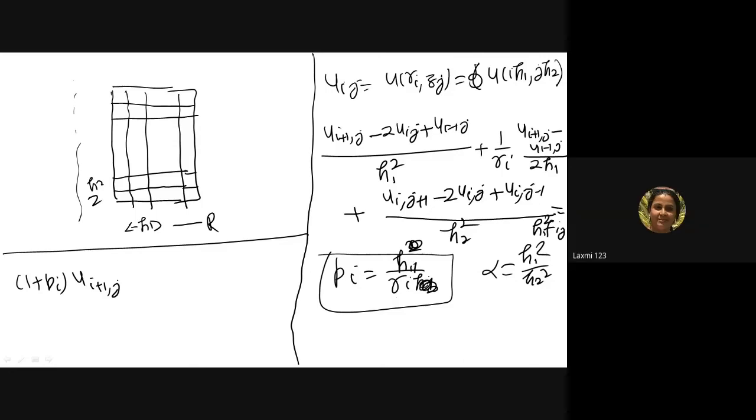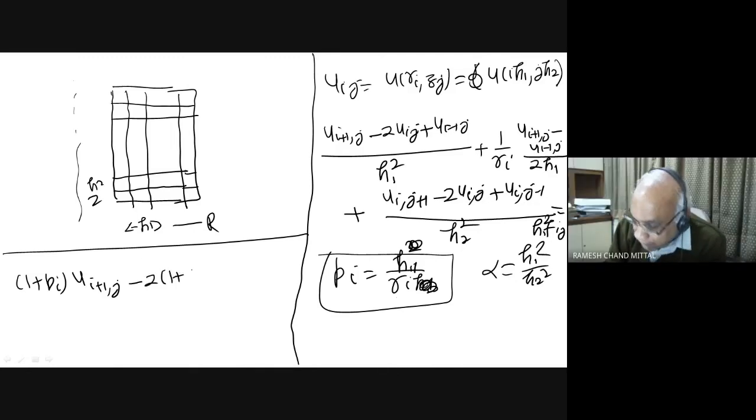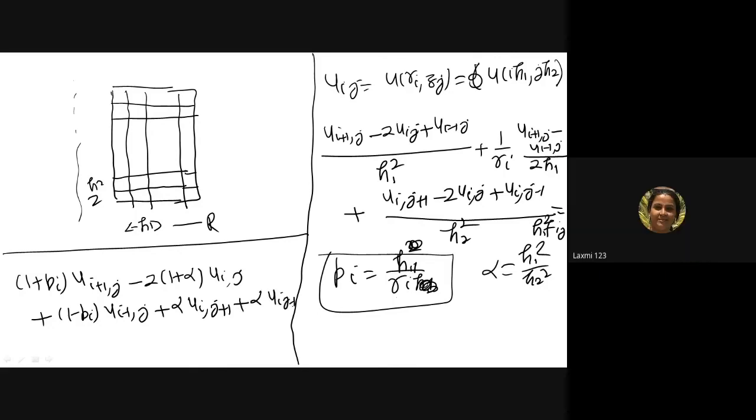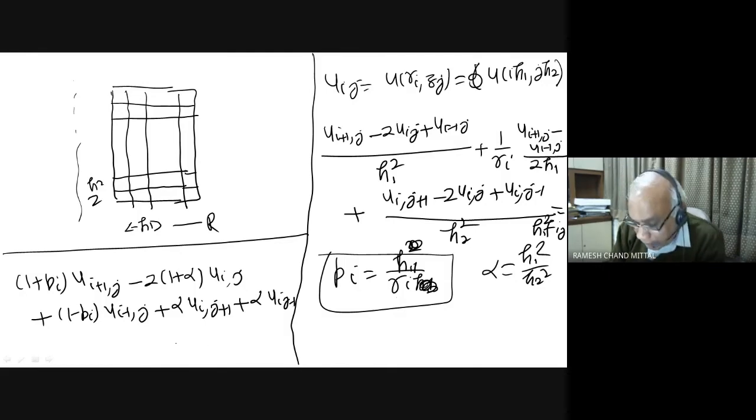Minus 2 times (1 plus alpha) Uij, plus (1 minus Pi) U(i-1,j), plus alpha U(i,j+1), plus alpha U(i,j-1), is equal to H1 squared Fij. Right, everyone?